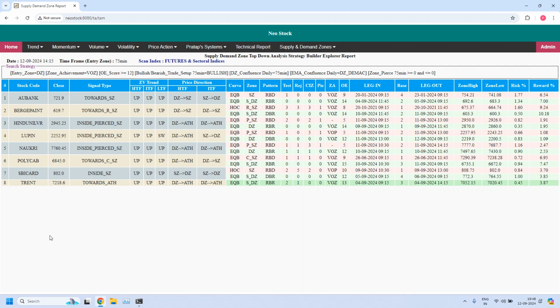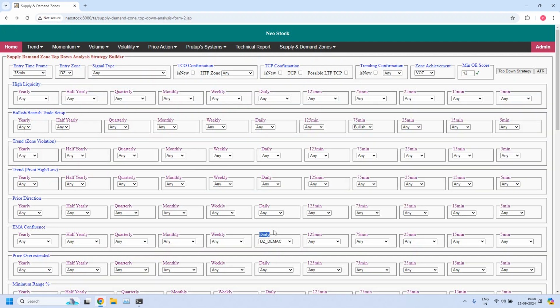Let's verify. So from 12, 8 stocks are filtered. And in all these 8 stocks, daily EMA confluence is also there for the daily zone. And the 75 minute zone is part of the daily zone. And all these stocks are supporting bullish trade setup for weekly income trade. Now one more combination we will verify, that is LTF, ITF, HTF zone confluence. That means the 75 and daily zone should be part of the weekly zones. First let me remove this EMA filter.